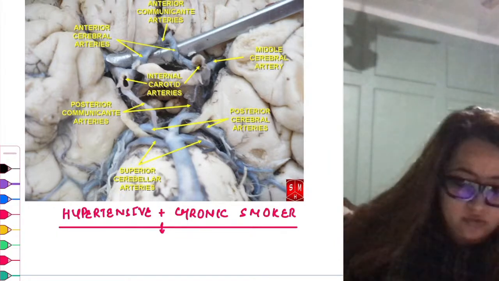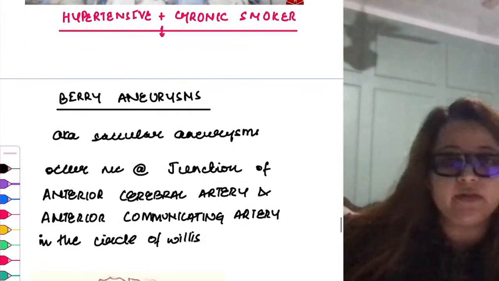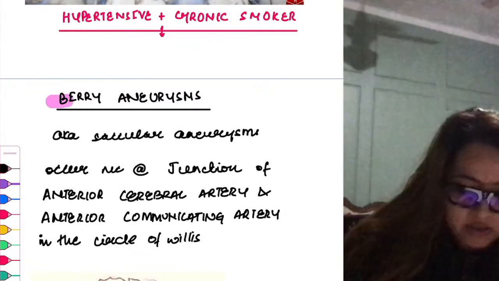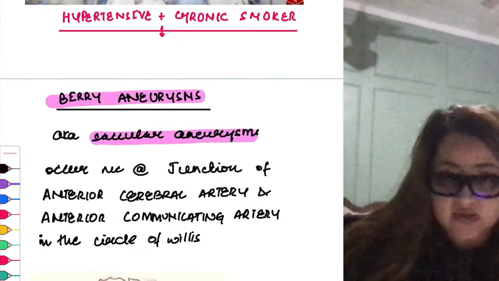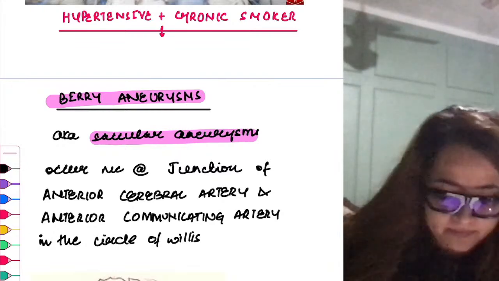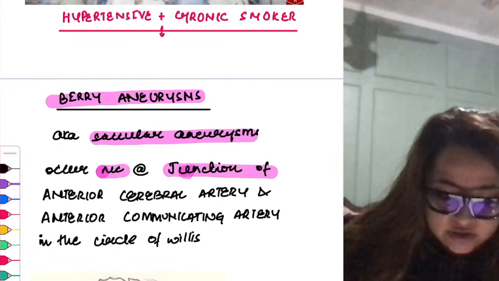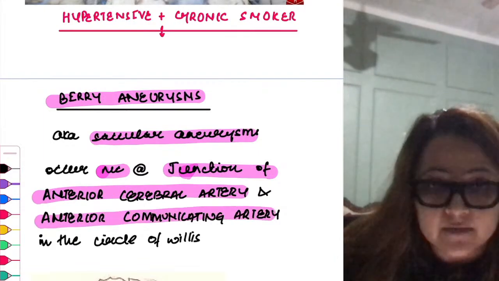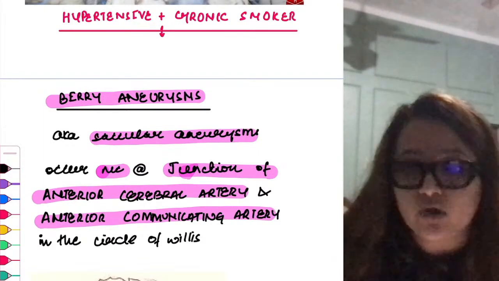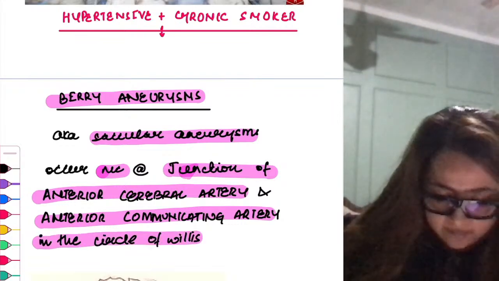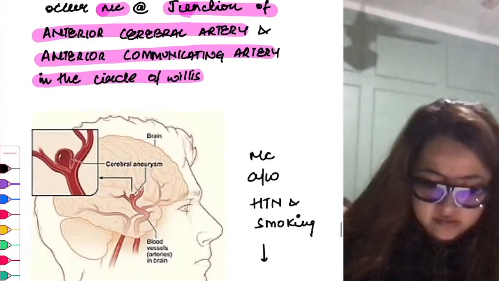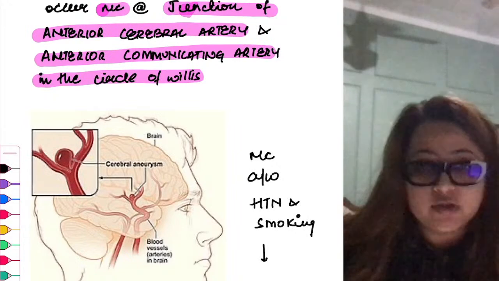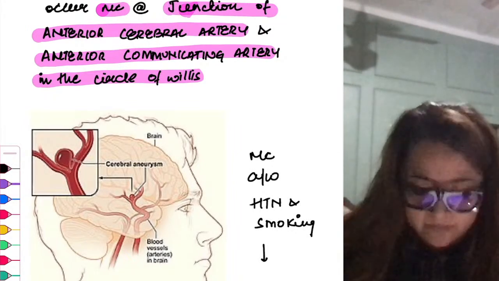So keep this point in mind that there is something known as a berry aneurysm, which is also known as a saccular aneurysm. Most commonly, they occur at the junction of the anterior cerebral artery and anterior communicating artery, where they are present in the circle of Willis. If you look at this picture, they have shown this berry aneurysm, the cerebral aneurysm.